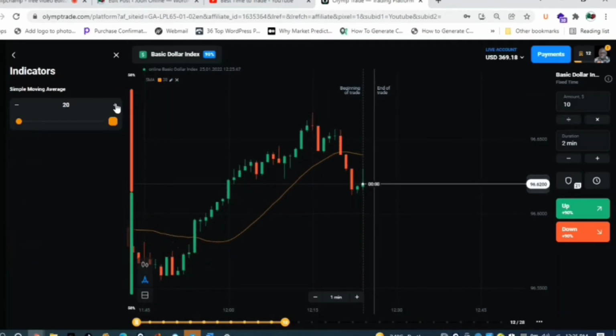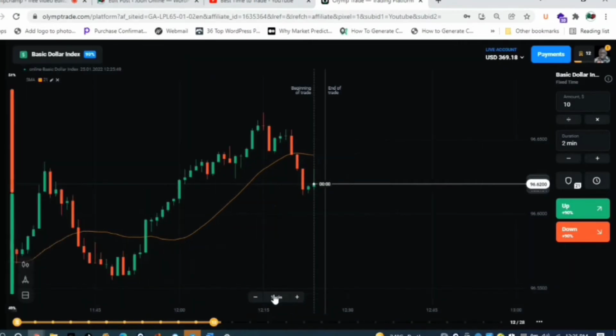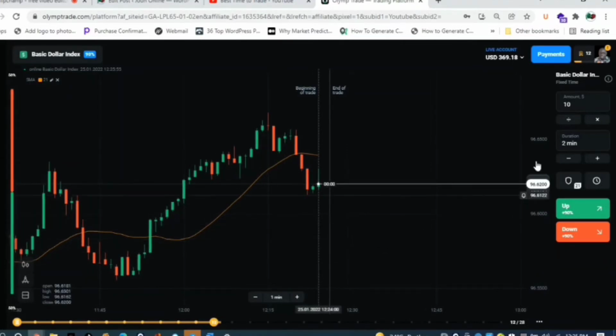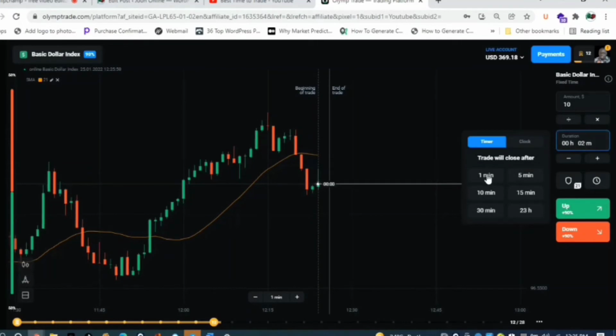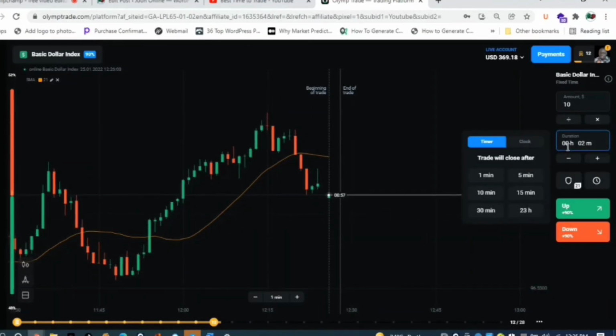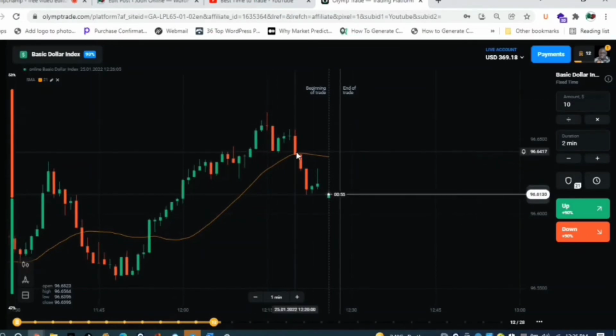Step 4. Set the time frame. Last but not least, you need to set the chart time frame to 1 minute. At Olymp Trade, you can set the chart time from 15 seconds to 1 month. If you set the chart time frame to 1 minute, it simply means that each of the candlesticks on the chart will be formed in 1 minute. For a chart time frame of 1 minute, set the trade duration to 2 minutes.